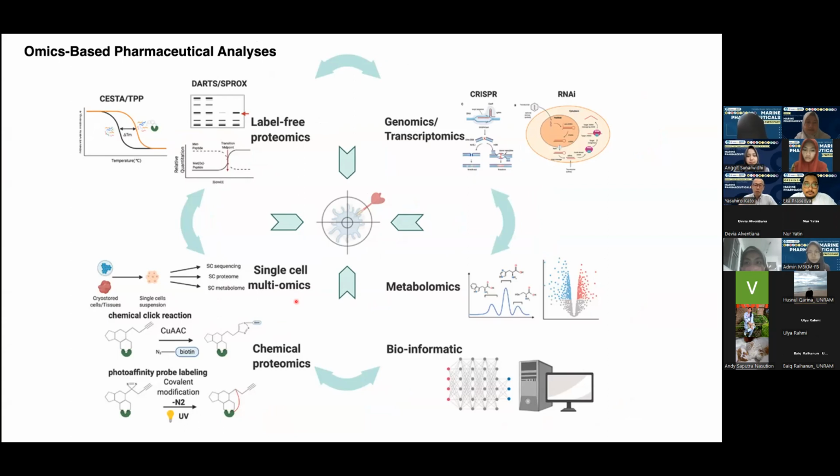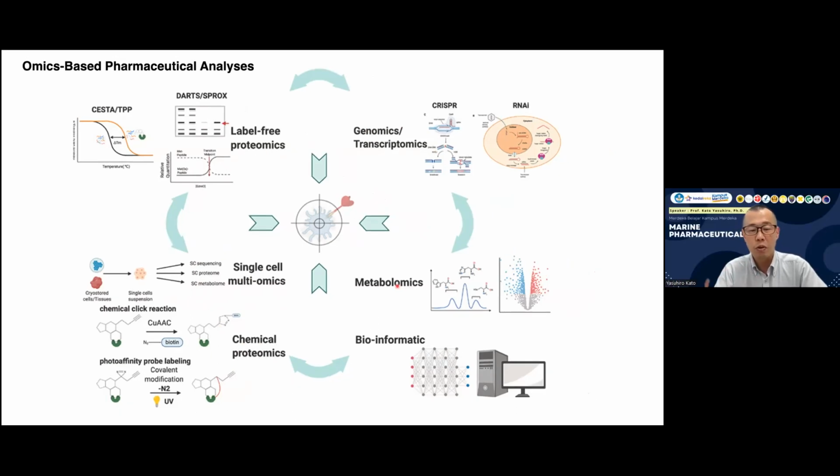So here I'm showing some introduction to omics-based techniques, like genomics, transcriptomics, or metabolomics, or the recently very important bioinformatics methods using supercomputers, chemical proteomics, signaling, multi-omics-based methods, or label-free pharmaceutical proteomics methods. Many kinds of omics methods are very useful for finding natural products for drug screening.